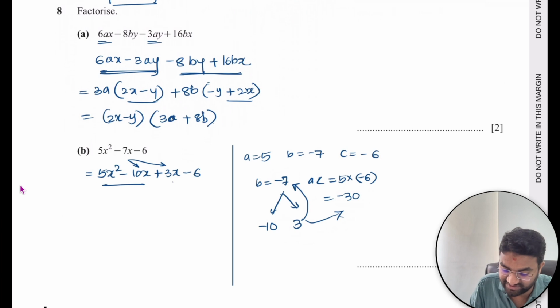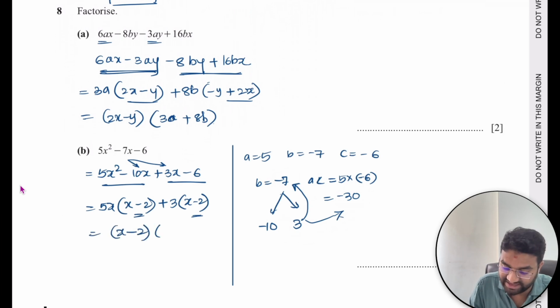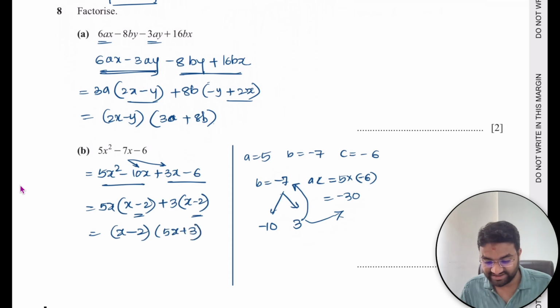From the first two, what can we take common? We can take 5x common, and you are left with x minus 2 in the bracket. From the last two you can take out 3 common, and x minus 2 is again left in the bracket. You can take out x minus 2 common from the whole expression, and you have x minus 2 and the other bracket 5x plus 3. That's it. These are the two factors. I hope you are getting these steps easily.